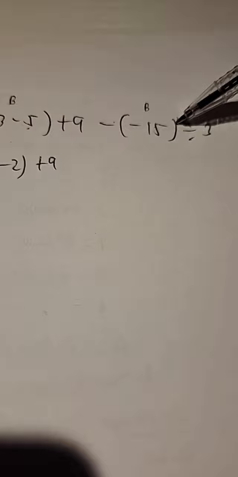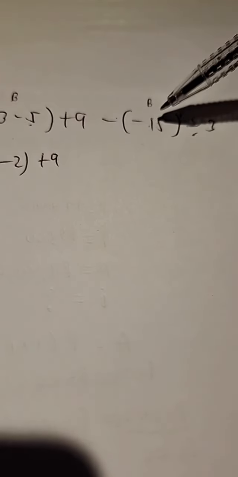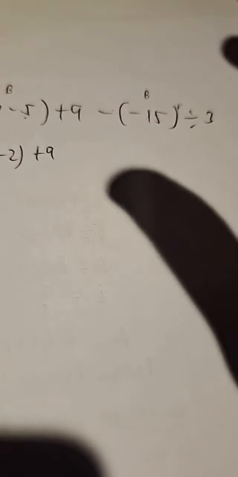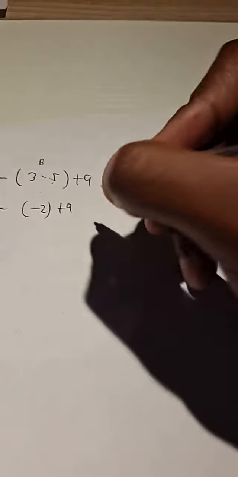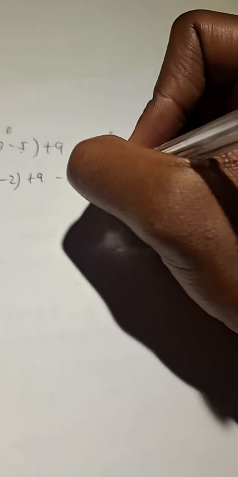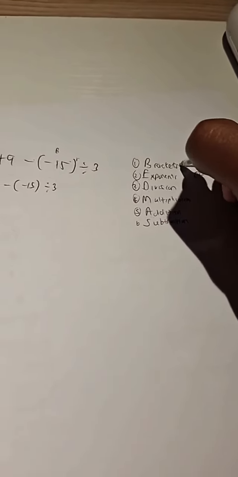So if there was an exponent, we would say brackets exponent and allow the exponent to take care of what's inside. But seeing as though there is no exponent there, that means that bracket is going to be negative 15 as it is, divided by 3. Okay, so far, brackets sorted.